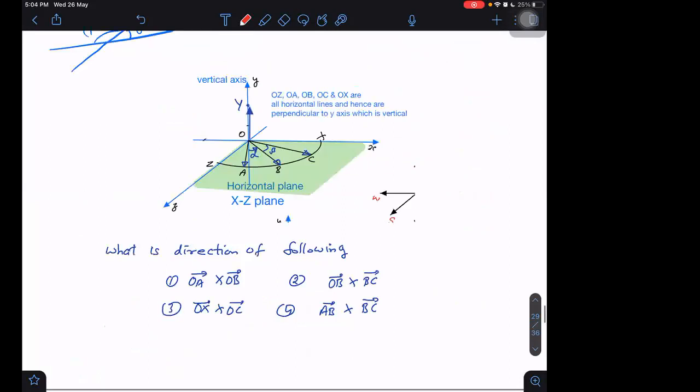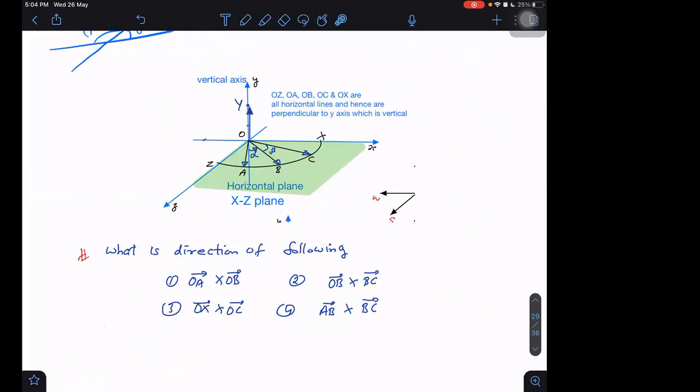You tell me, what is the direction of OA cross OB? This is a question for you. I forgot to tell you yesterday; this was also to be done by you only. You could have done it. Tell me now, what is the direction of OA cross OB? Outward, sir. J cap, sir. Outward. J cap is exactly right. It will be J cap.